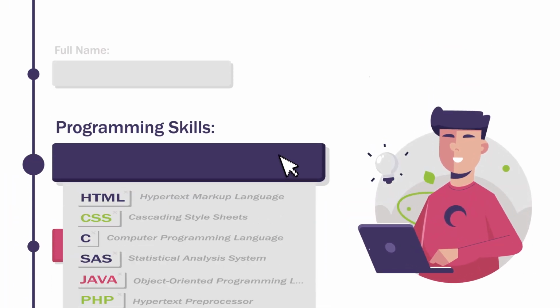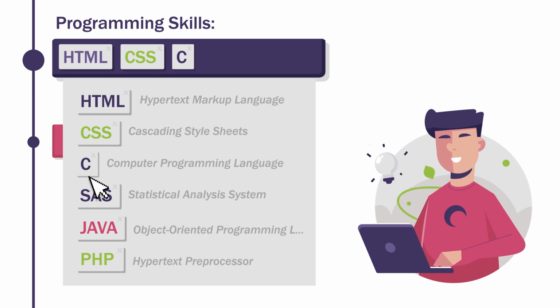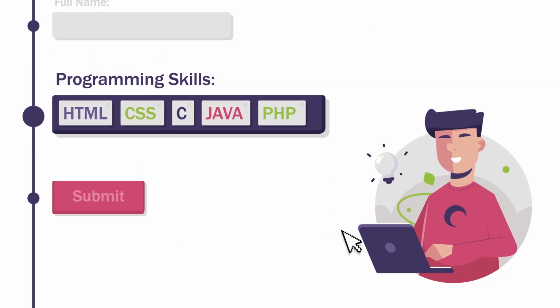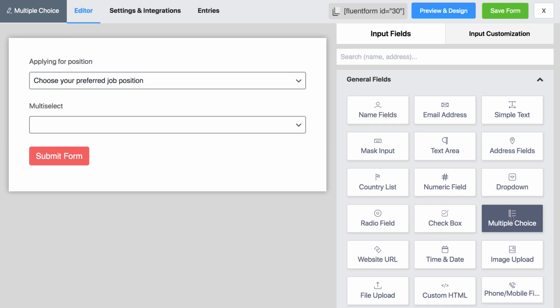Allowing users to select multiple options at once can save you from a lot of hassle. With WP Fluent Form's multiple choice field, you can do just that. Scroll to the multiple choice field from the general fields and click on it.